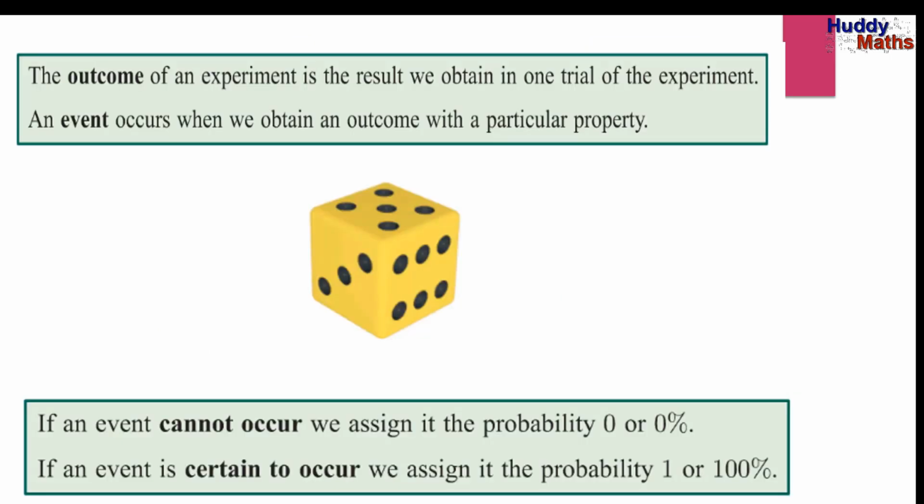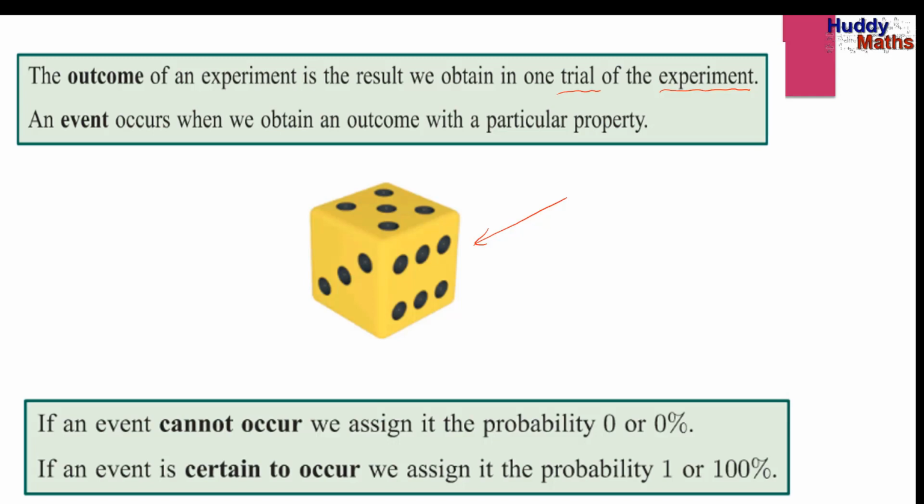Here we are, some more language we use. The outcome of an experiment is a result we obtain in one trial of the experiment. Oh, hang on, experiment, that's science, isn't it? Well, it's also maths. We refer to it when we're rolling a die or tossing a coin or doing any other sort of game like that. We call that an experiment. We're experimenting with how many times something might come up. And we call them trials of an experiment.